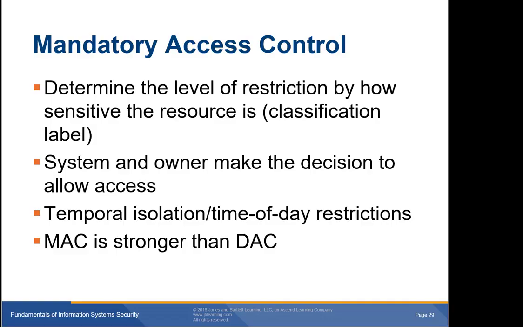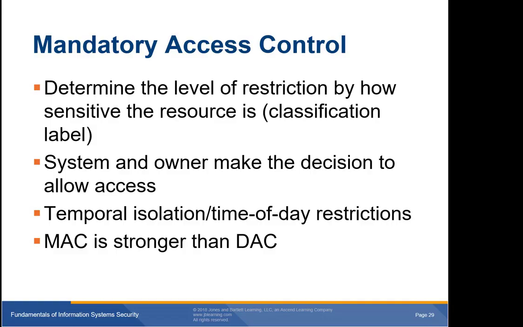Under mandatory access control, the system and the owner jointly make a decision to allow access. The owner gives the need to know element. Not all users with a privilege or clearance level for sensitive material need access to all sensitive material. The system compares a subject and object labels that go with the terms of the Bell-LaPadula confidentiality model, which is going to be covered later in this lesson. Based on that comparison, the system either grants or denies access.